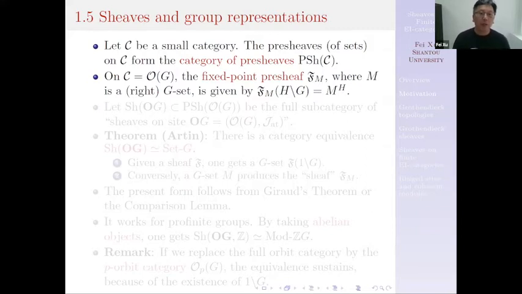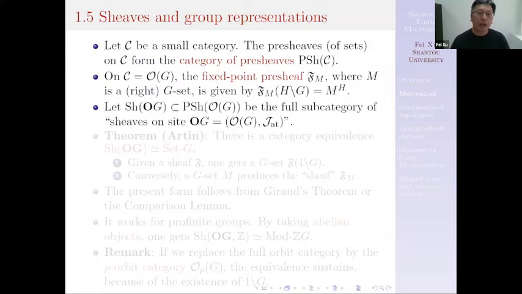Now we want to look at sheaves. So in order to do so, we have to consider the so-called Grothendieck topologies on the category. So take the orbit category OG. If you look at the so-called atomic topology, then you get a site. So we write this as a pair, and then you can introduce the sheaves on this site.